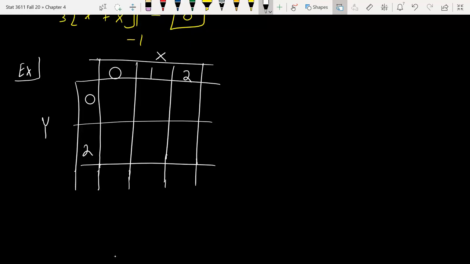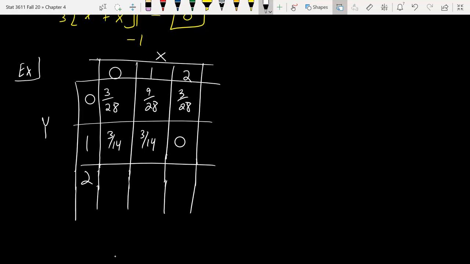Something like that. And let's say we got these probabilities. 3 over 28, 9 over 28 here, and 3 over 28. These numbers might sound familiar. 3/14, 3/14, 0. Oh, I'm missing something. What happened? This is supposed to be 1. This is 2. Yikes. And then 1/28 and 0, 0.